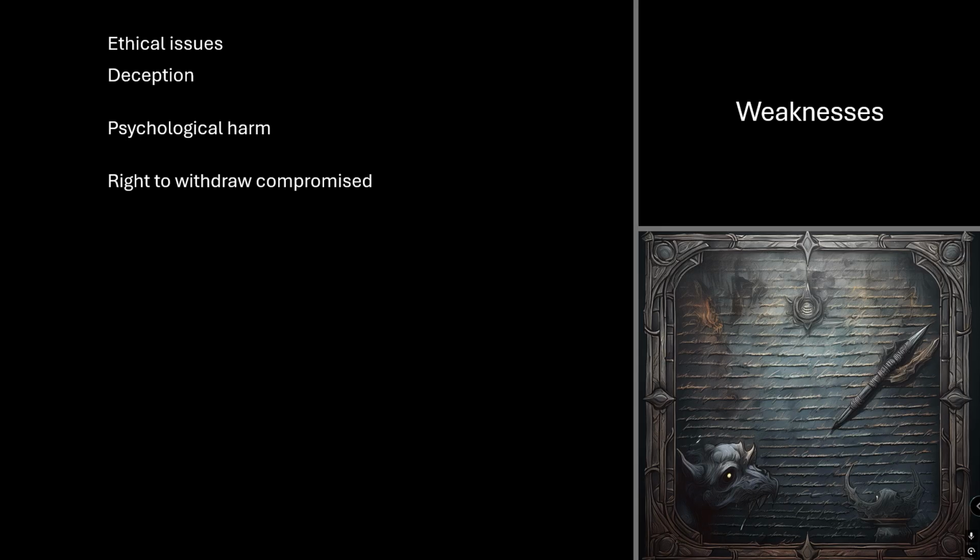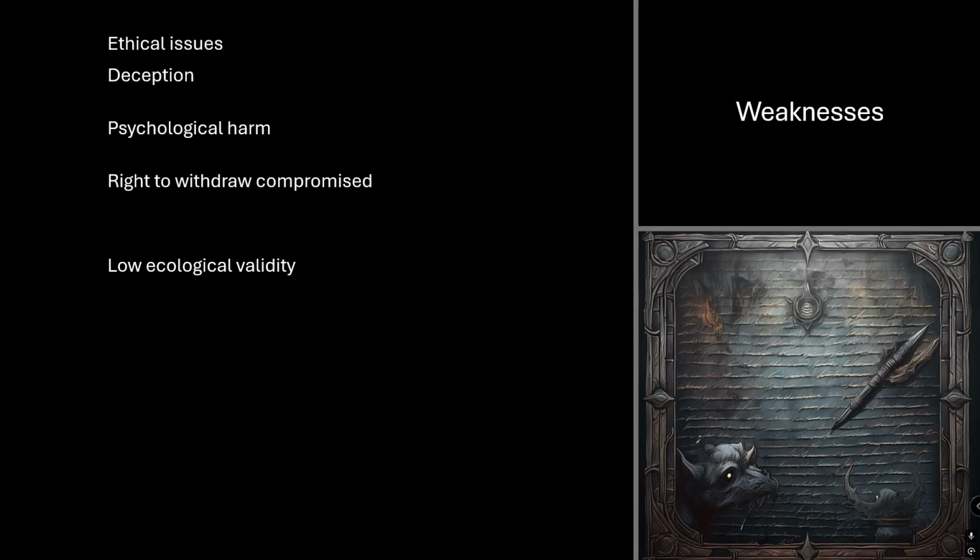The right to withdraw was compromised. Remember the prods that the experimenter gave? These made it very hard for the participants to withdraw from the study. There was a low level of ecological validity. Remember, ecological validity is how much something represents the real world. The artificial lab setting, giving shocks for wrong answers, is not like real life obedience scenarios. Sample bias. Remember, only male American volunteers were selected, and this limits the generalization to the wider population.